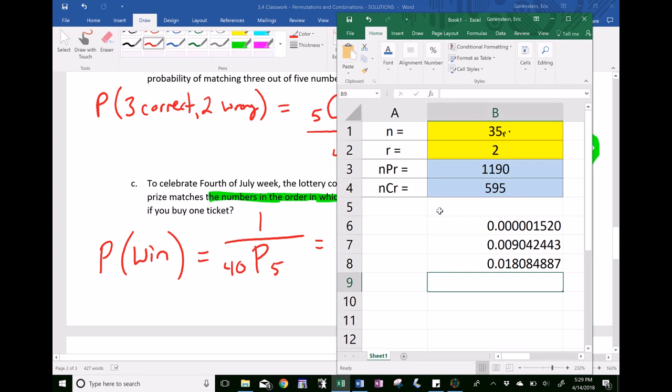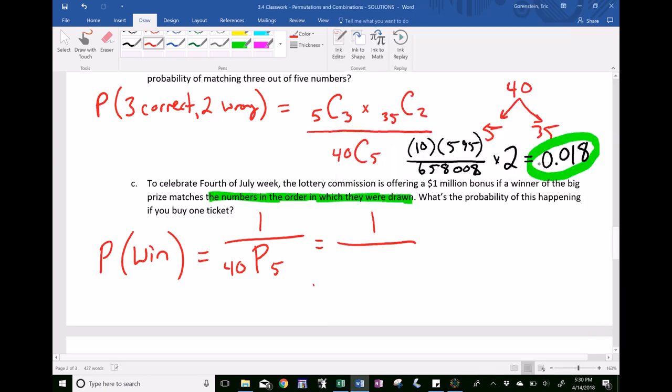Let's pop over to Excel. 40 and 5. So this looks like 78,960,960. So a much smaller probability than in part A.